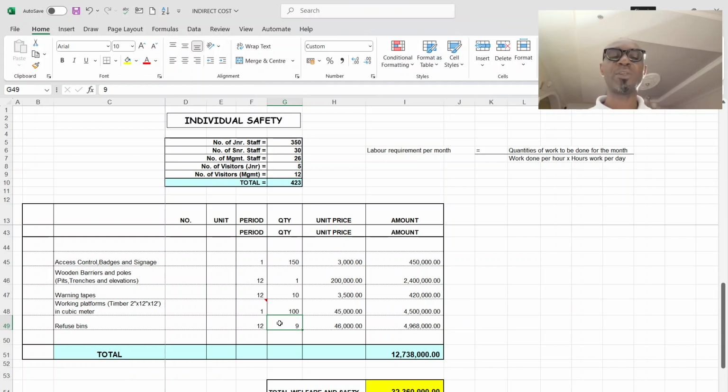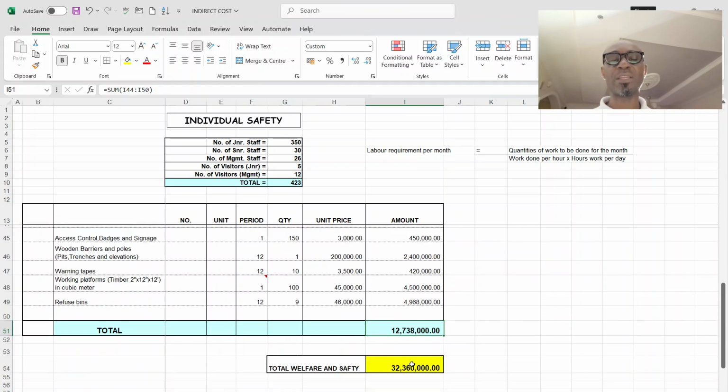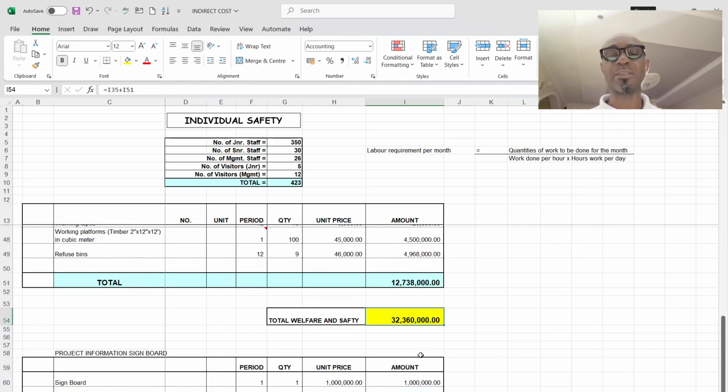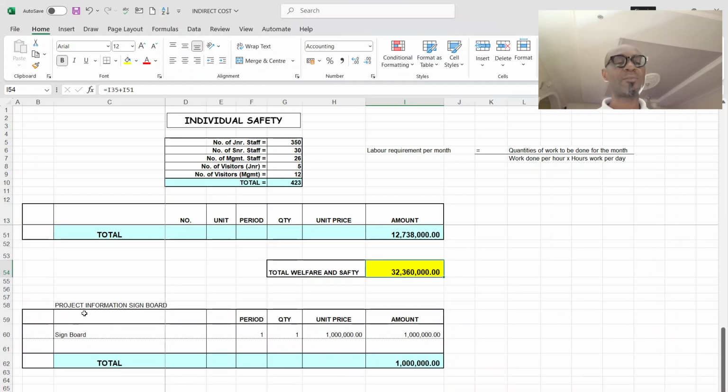Why? The duration is for 12 months, gives 4 days. And this now gives you the amount for the collective safety. You sum them together, you have 32,360,000. Then for project information, the signboard you put along the road that gives the information about the project.